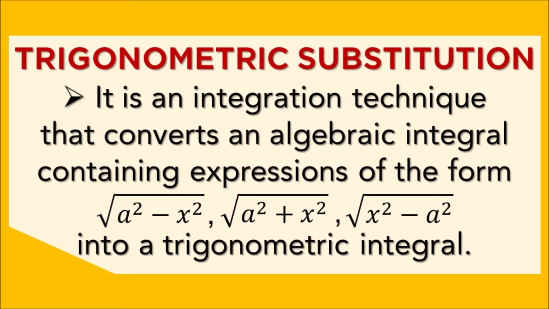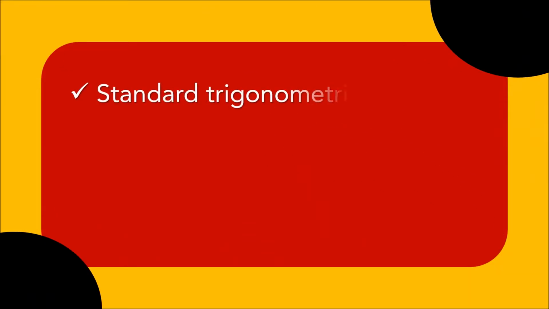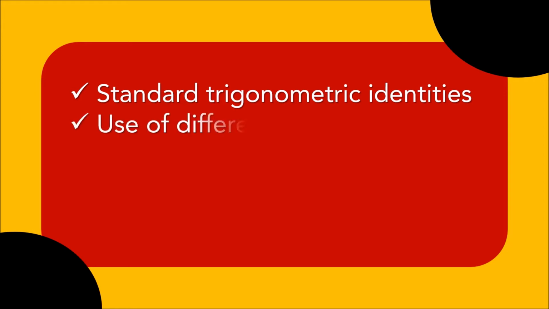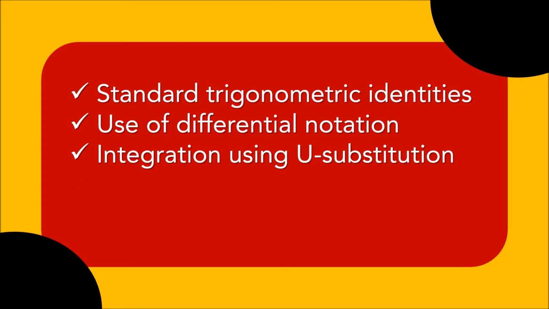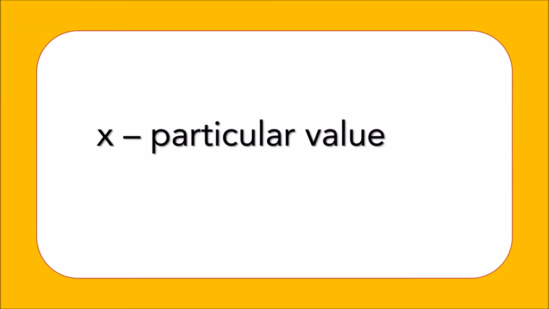The goal of this integration is to replace square roots of quadratic expressions, or rational powers of the form n over 2, where n is an integer, of quadratic expressions, which may be impossible to integrate using other methods, with integer powers of trigonometric functions, which are more easily integrated. So here, you need to be familiar with standard trigonometric identities, use of differential notation, integration using u substitution, and integration of trigonometric functions.